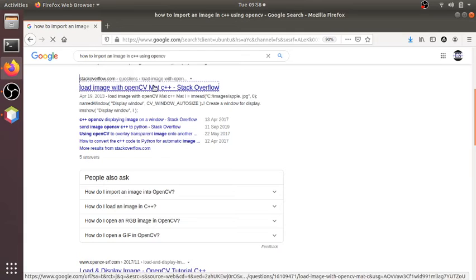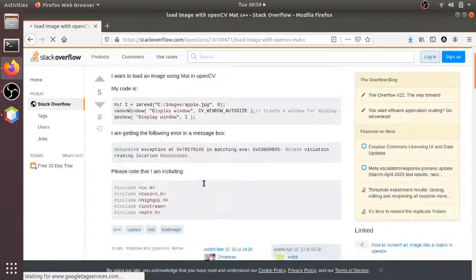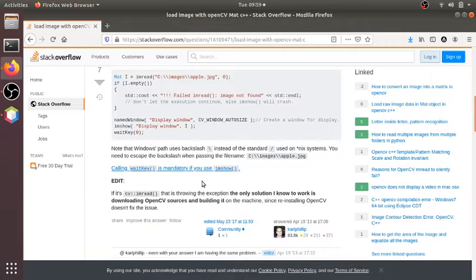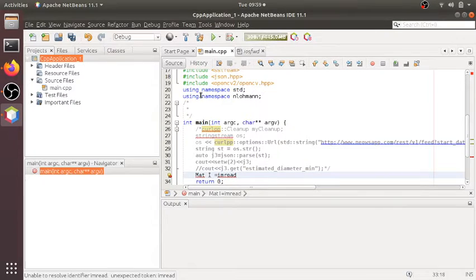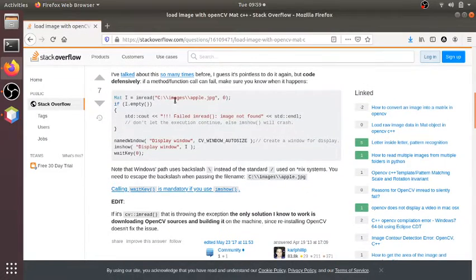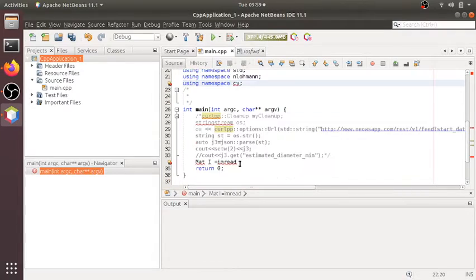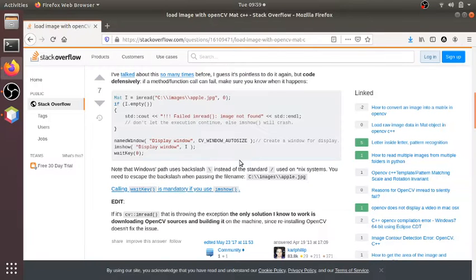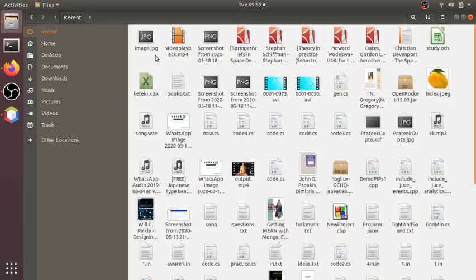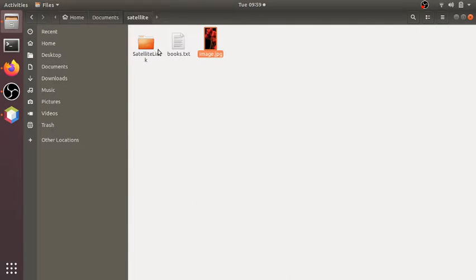I need that thing called Stack Overflow. So it's called Mat I, image is the imread. Does it require any CV or using namespace CV? Okay, using namespace CV. So imread comma 0. So what I'll do is I will copy the path. Where did I save it? It will be in recent files. Open item location.